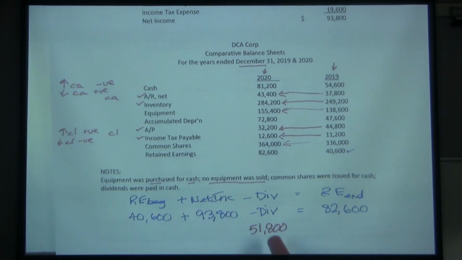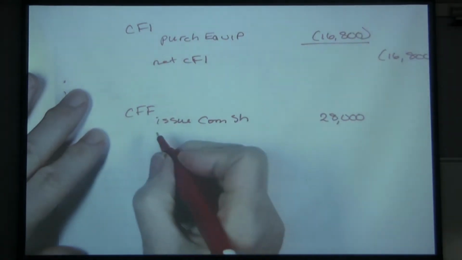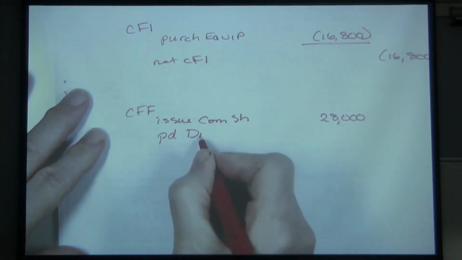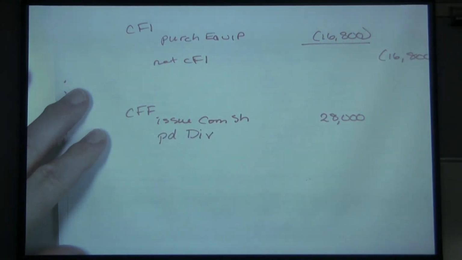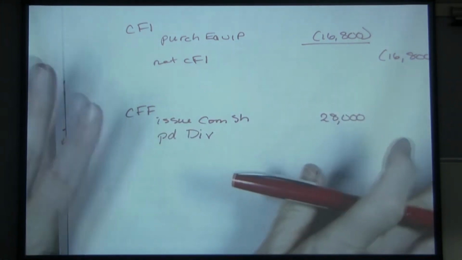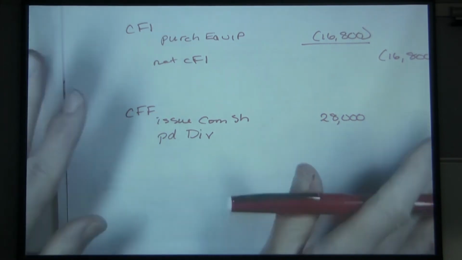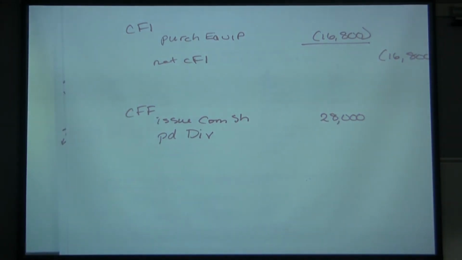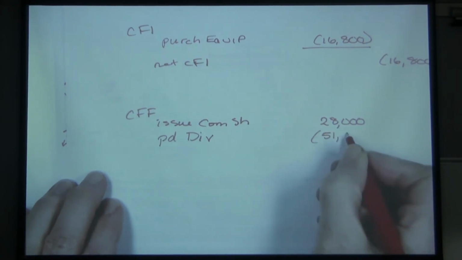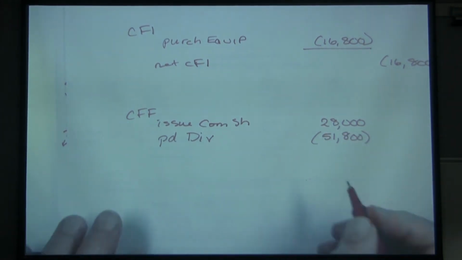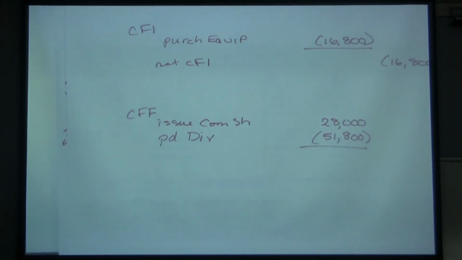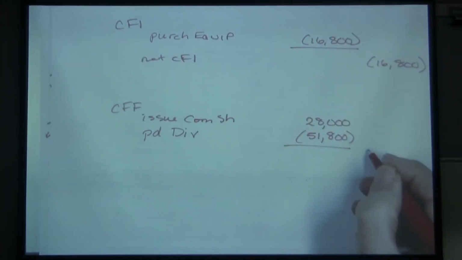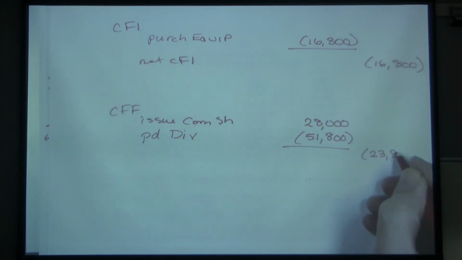Okay, so we have this amount. That'll be a negative cash flow in our CFF. So paid dividends, paid cash dividends. Obviously, if it was a stock dividend, there'd be no cash recorded on this statement. This is only for cash flows, not for every activity that we have during the year, only cash flows. So this is negative, or rather cash outflow, 51,800. That's it for our CFF section. So our net cash flow for CFF would then be cash outflow of 23,800.